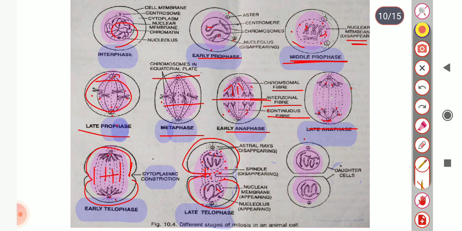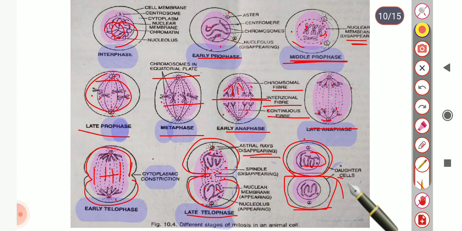You can see the nuclear membrane is formed and the astral rays disappear in the late telophase. In the cytokinesis, where the cell divides, you can see the two daughter cells, and the cell completely divides into two daughter cells.